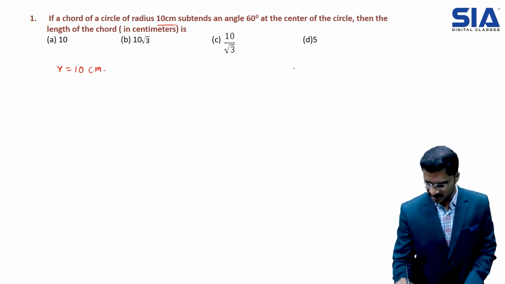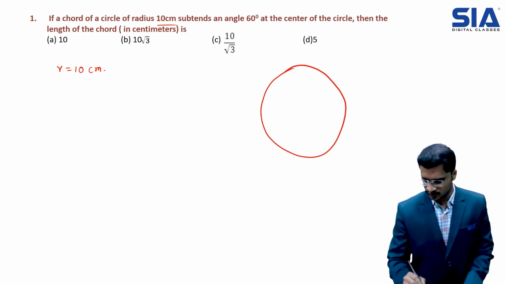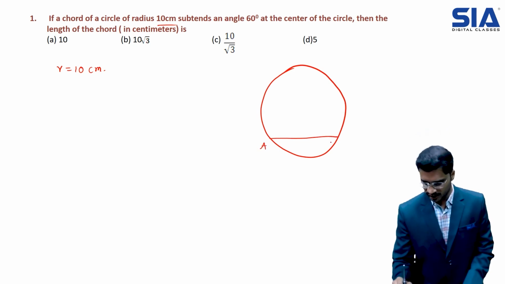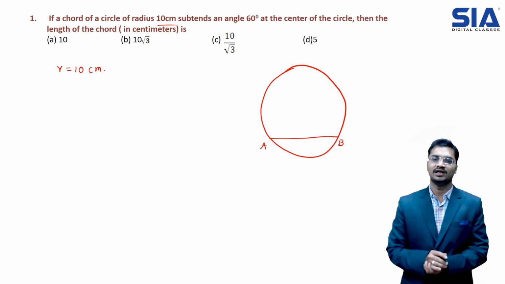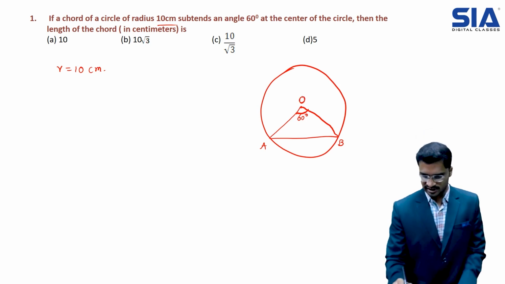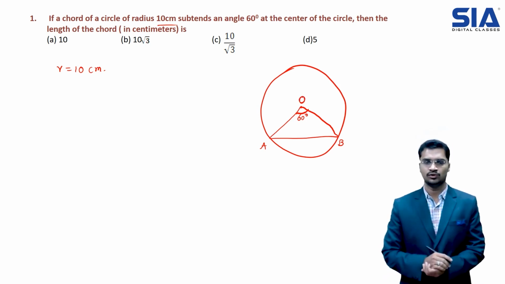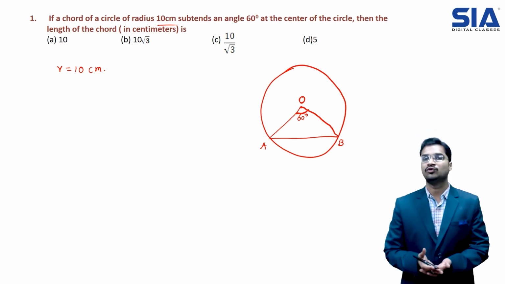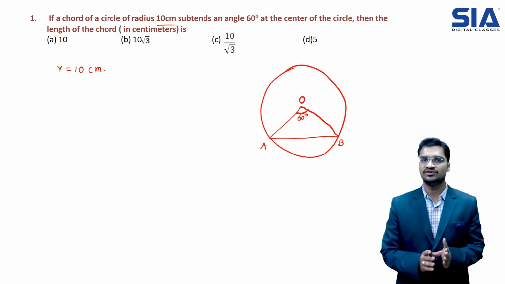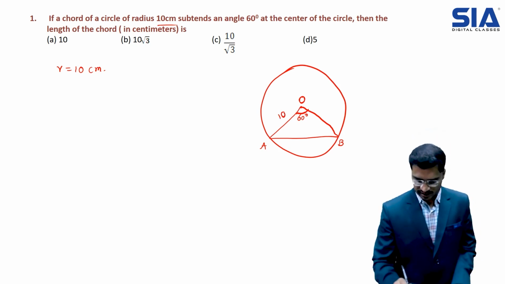So let us see. Basically there is a circle like this, and in this circle there is a chord. Let us assume AB is our chord. Now we have to find the length of AB. This chord AB is subtending an angle of 60 degrees at the center. Let us assume the center of the circle as O. Now what is the length of OA? The length of OA is nothing but the radius of the circle, which is 10 centimeters.